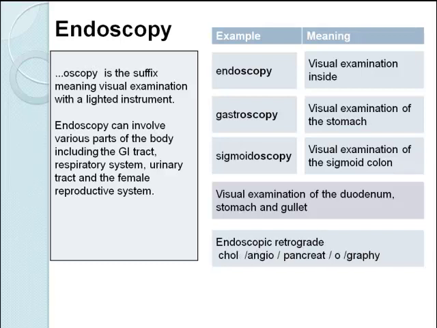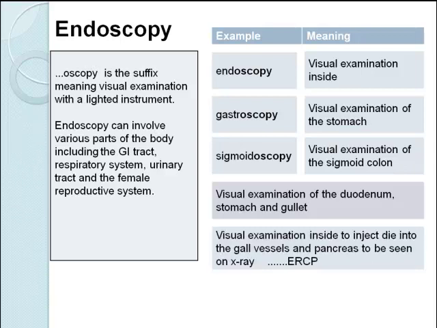Cholangiopancreatography, well, we can break that down. The chol bit refers to the gall. Angi, or angio, is the vessels. So that's the gall vessels. Pancreat, it's pancreas. It's nice and obvious, that one. And graphy is our X-ray or picture. So we have an X-ray of the pancreas and the gall vessels. In order to do that, they need to squirt in some dye. The dye allows the soft tissues to show up on X-ray. So an endoscopic retrograde cholangiopancreatography means a visual examination inside to inject dye into the gall vessels and pancreas to be seen on an X-ray.